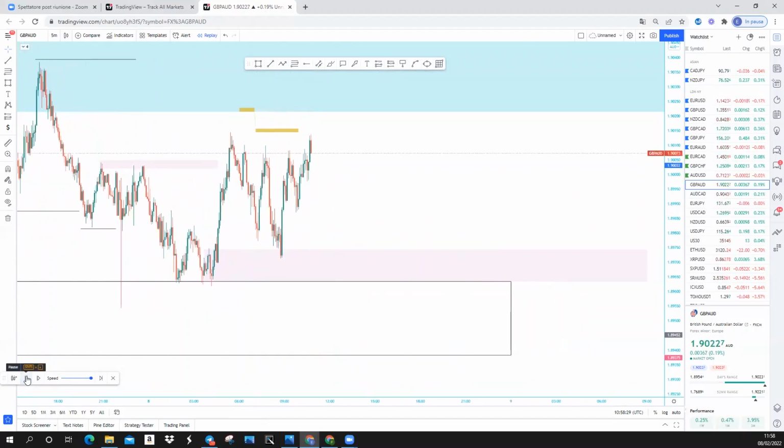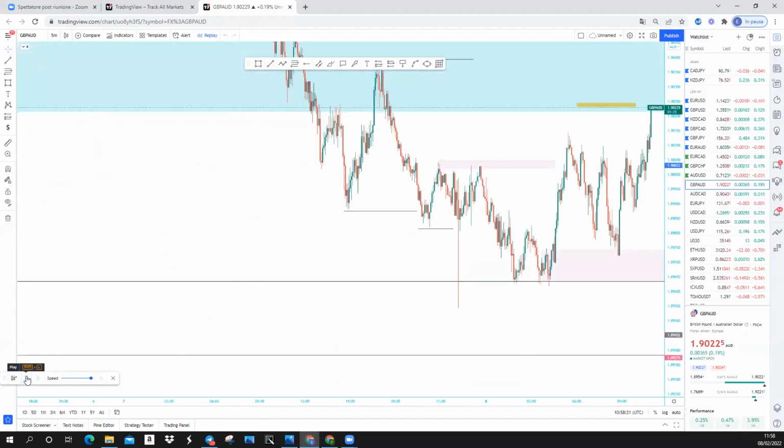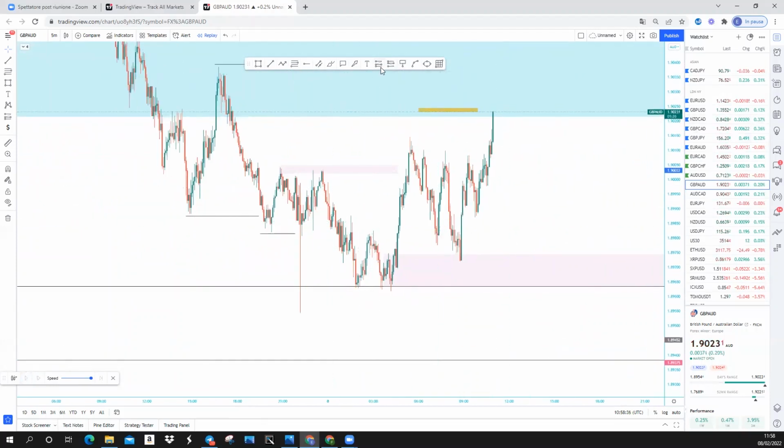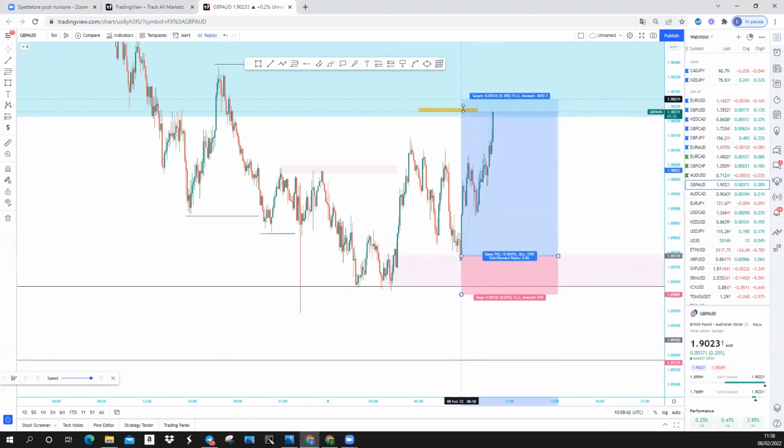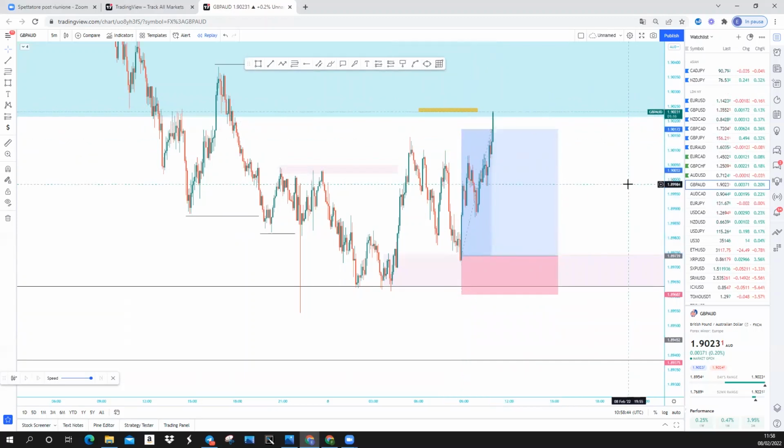And now I closed it when we were talking. I closed it here. This was the trade from here. In this case, pending order, stop loss, take profit. Okay.